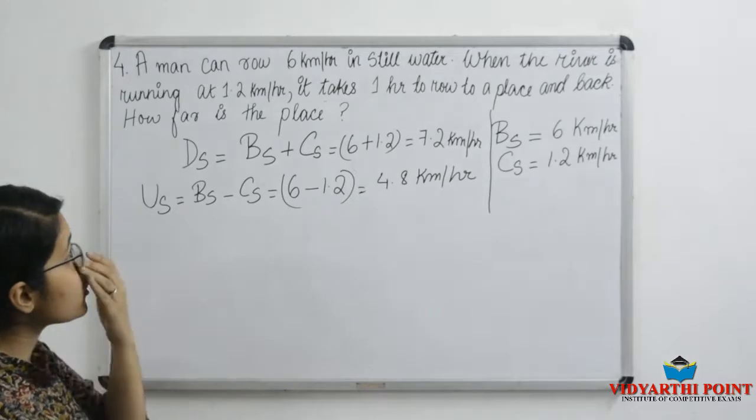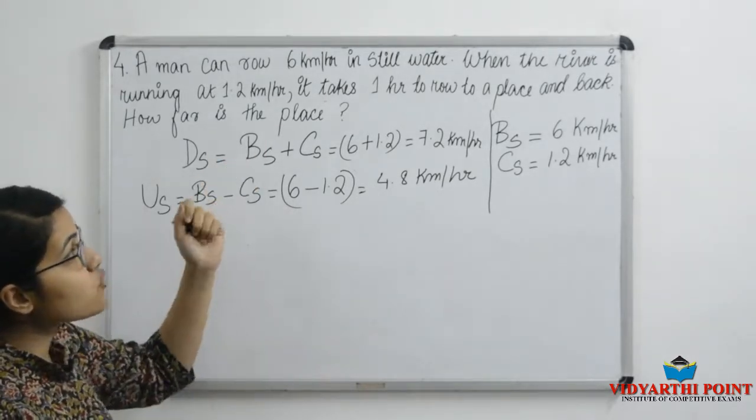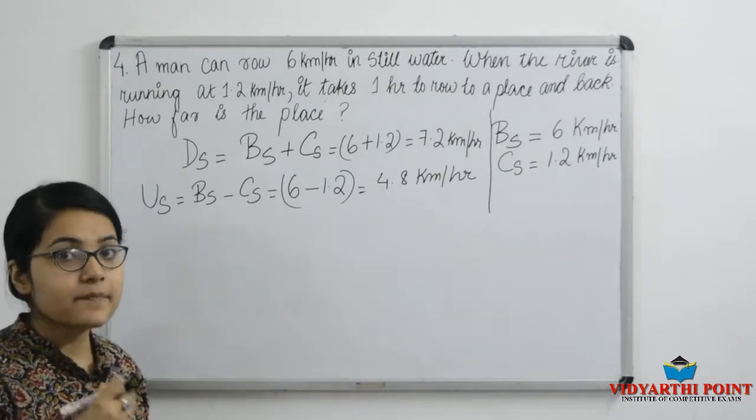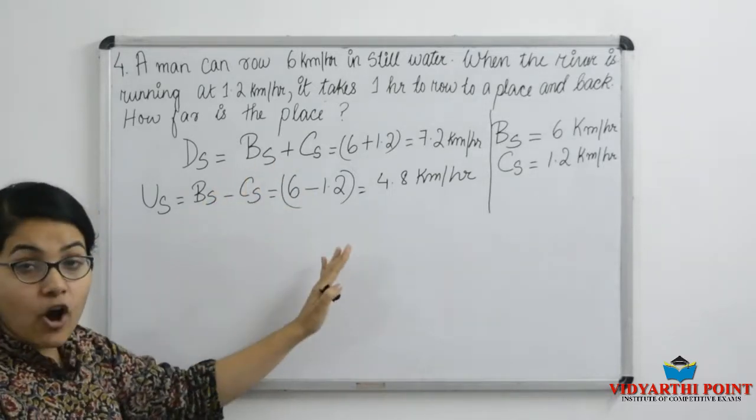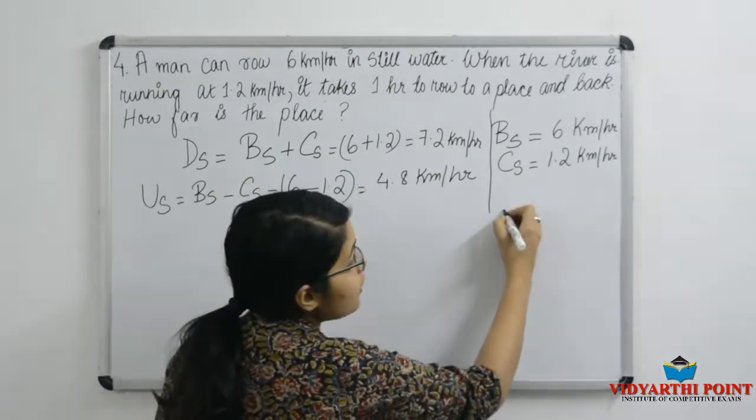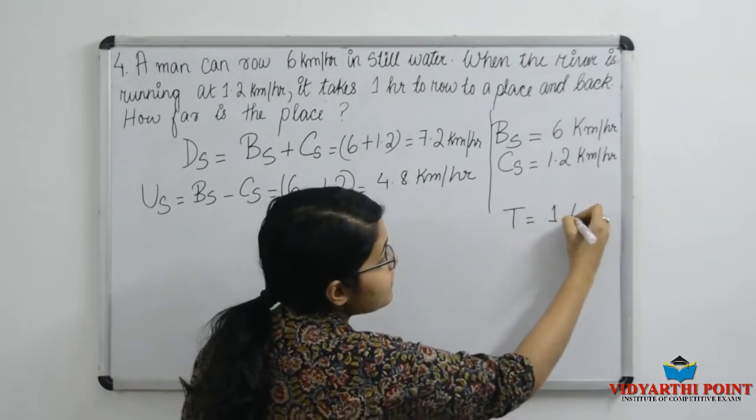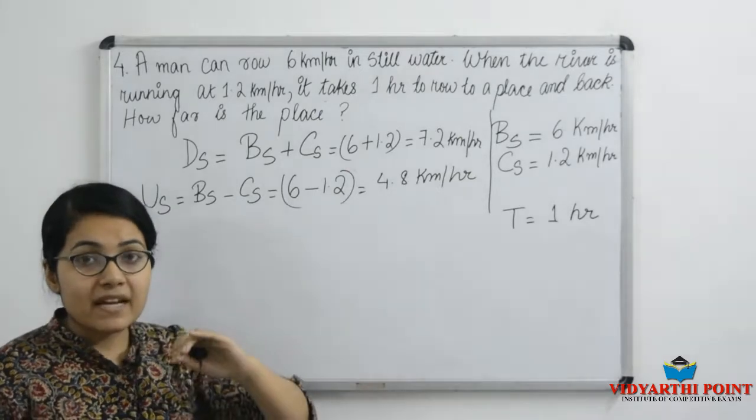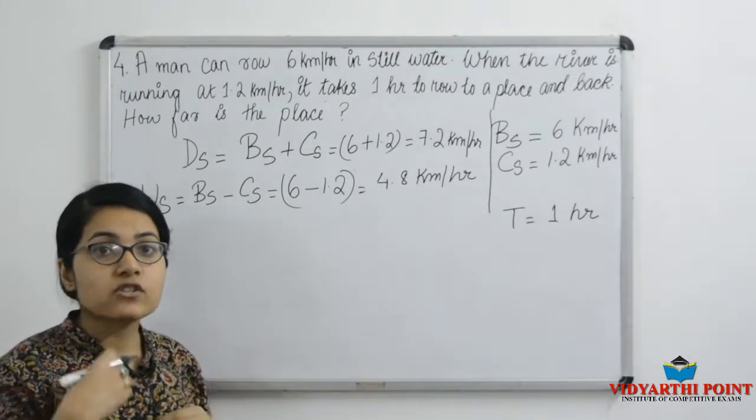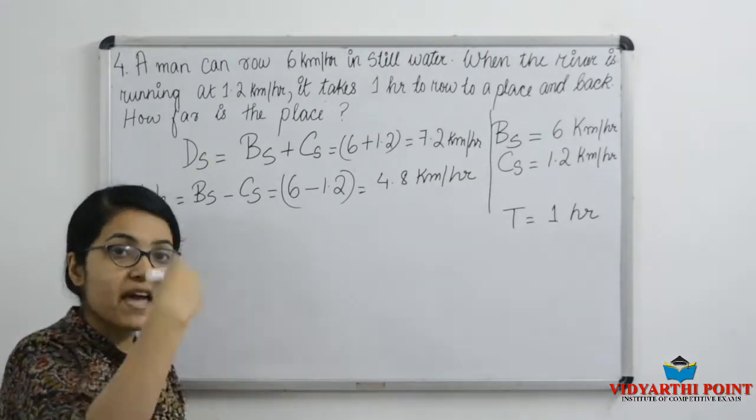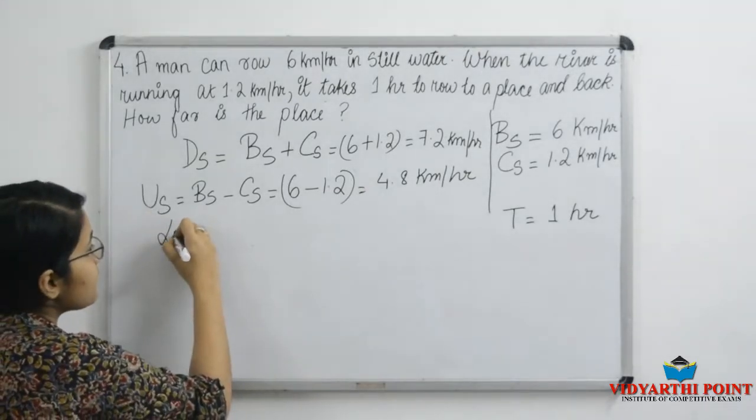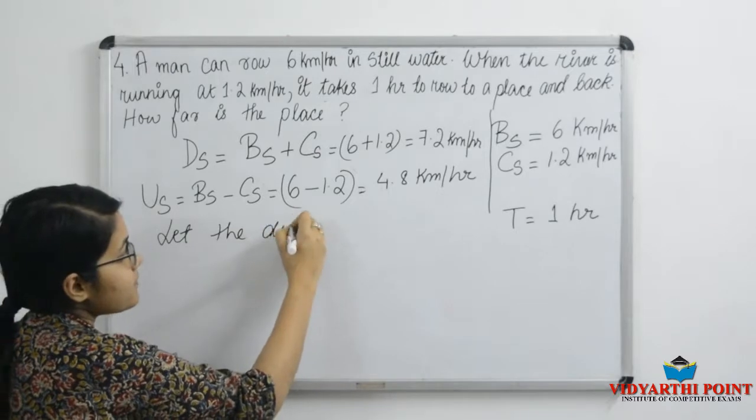Now, we know the speed of current, downstream speed and upstream speed. Also, in the question, it is given that it takes 1 hour to row to a place and back. How far is the distance? So, here we got the speed. From the question, we know that the time is 1 hour. In that 1 hour, the man has covered the distance once rowing downstream, then again upstream. Let the distance be x.